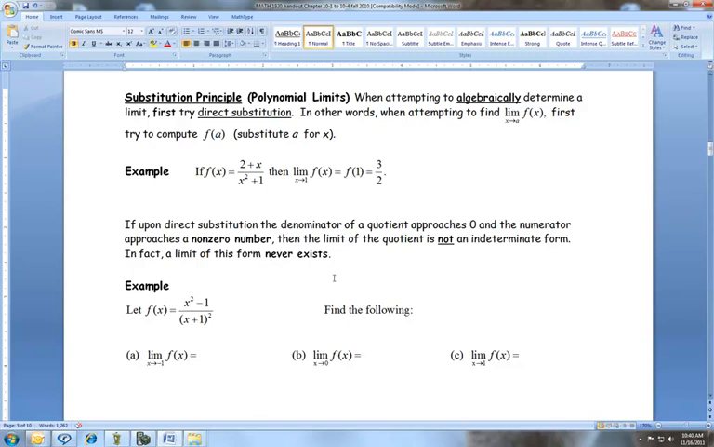Now, earlier in another video, I had 0 over 0. We could factor, and then we could go ahead and do the problem. But if I end up with a non-zero number in the numerator, but a 0 in the denominator, then I just have to say it doesn't exist. Now, I have an example here.